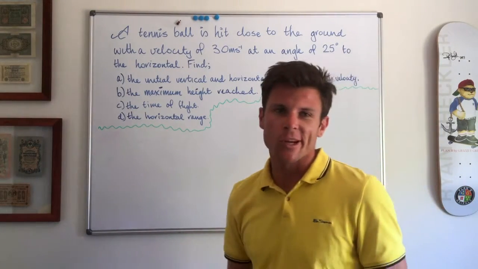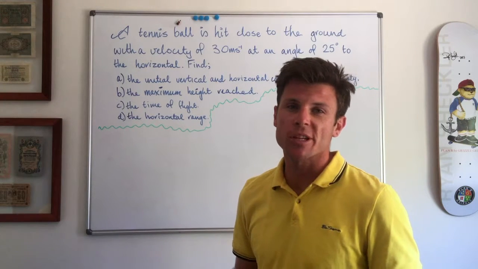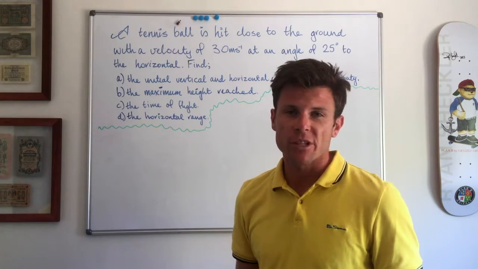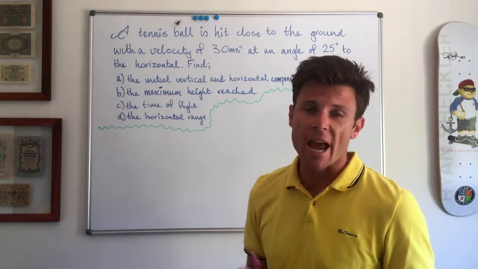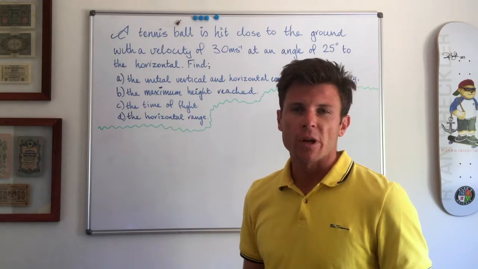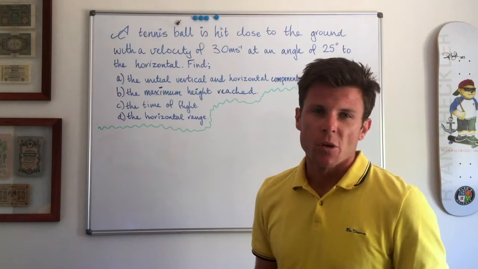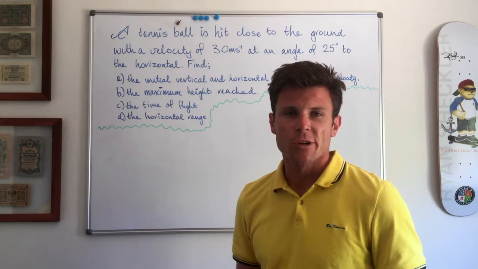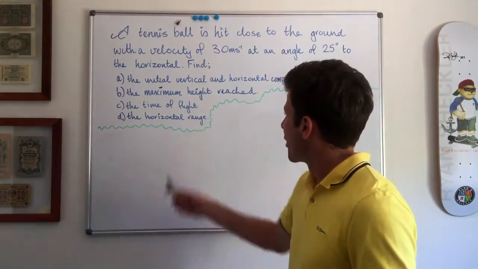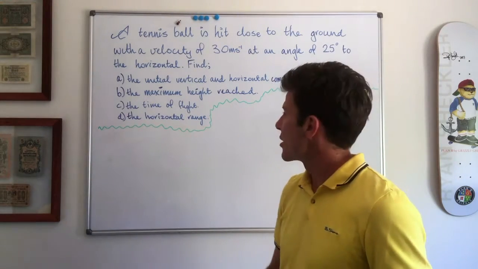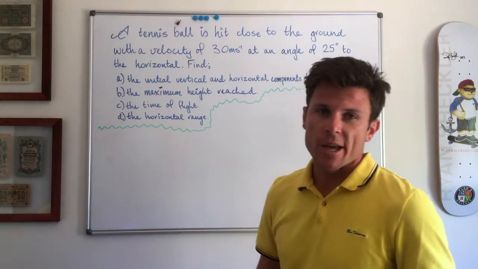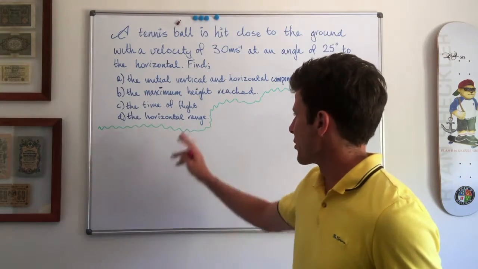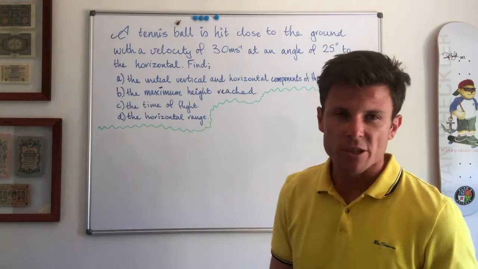G'day guys, we've got a projectile motion question today where we have a tennis ball that's hit close to the ground at a velocity of about 30 meters per second at an angle of 25 degrees to the horizontal. We're asked to find the vertical and horizontal components of the ball's motion. We're also asked to find the maximum height the ball reaches, the time of the ball's flight, and the distance that the ball goes, or the horizontal range. So let's get straight into it.